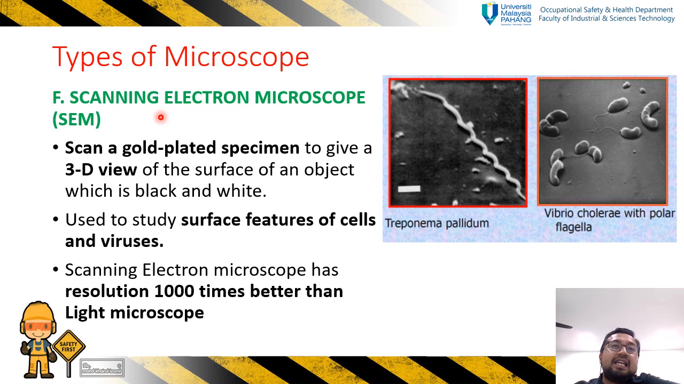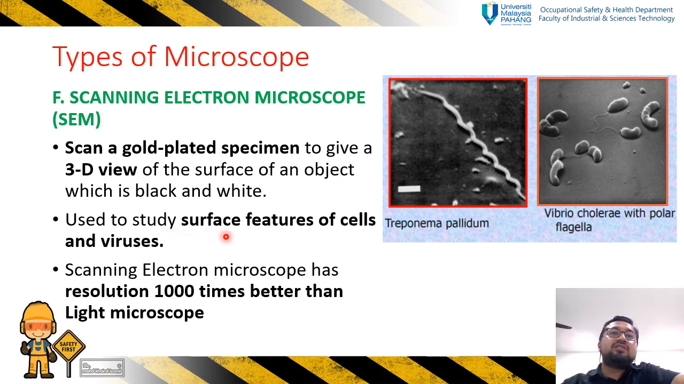Yang kedua, scanning electron microscope, SEM. Yang ni lagi, dia akan scan a gold plated specimen. Selalunya specimen tu dia akan plate dengan emas dulu, gold plated, to give a 3D view of the structure of an object which is black and white. Maknanya kita boleh nampak detail sekeliling spesimen tersebut. Kalau 2D macam light microscope dengan transmission tu kita nampak dari atas saja, tapi yang ni kita boleh nampak bawah, kiri, kanan, atas, 3 dimension.